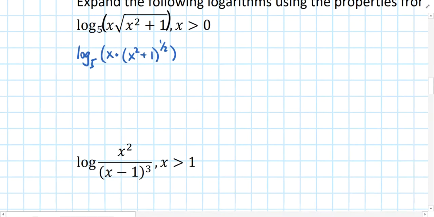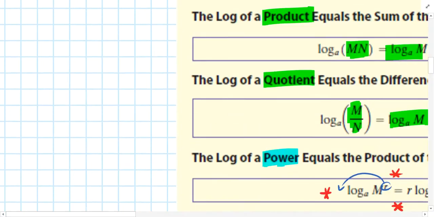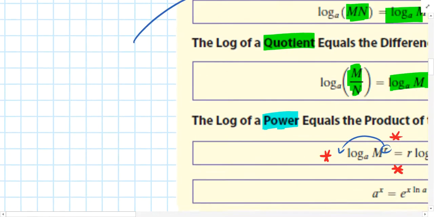So now what I notice is that I have the product of two terms. We have the product of x and this x squared plus 1 to the 1/2 power. And the product of two terms inside of the argument can produce a logarithm that's split into two logarithms. Those two logarithms are going to be separated by an addition sign. And you'll notice that the base of the logarithm remains the same for each. So we now have log base 5 of x plus log base 5 of x squared plus 1 to the 1/2 power. And so that was us just using this first product rule.